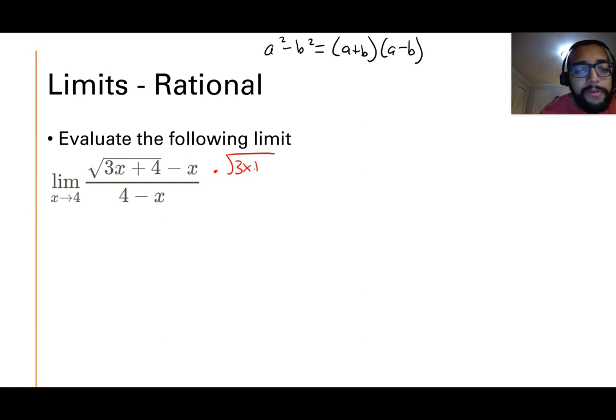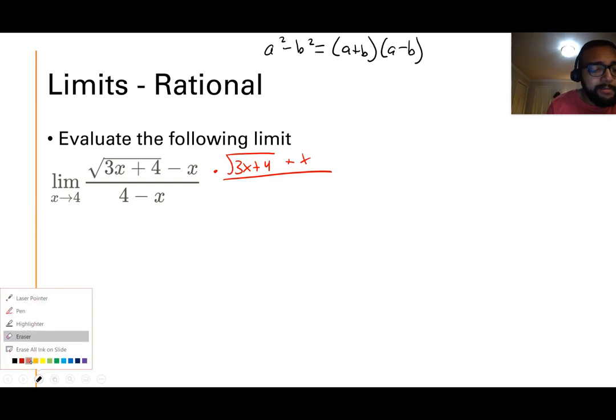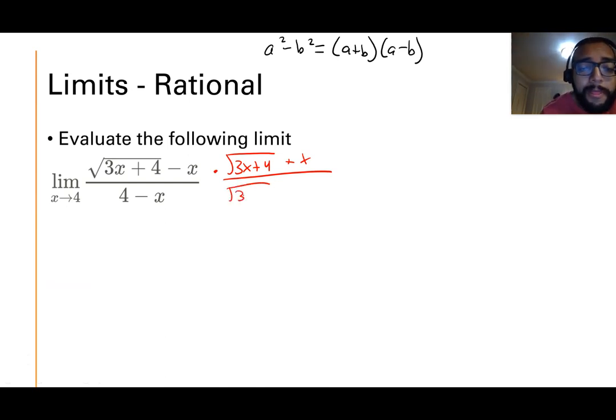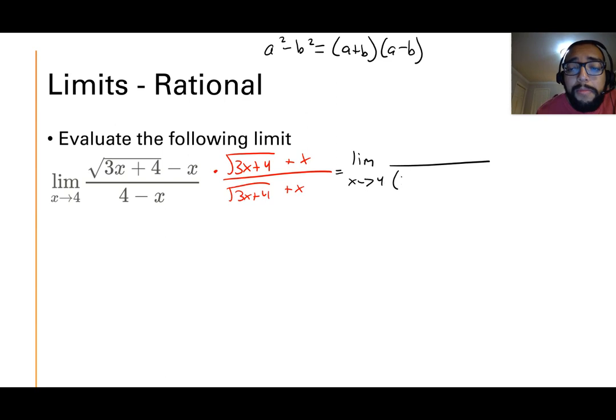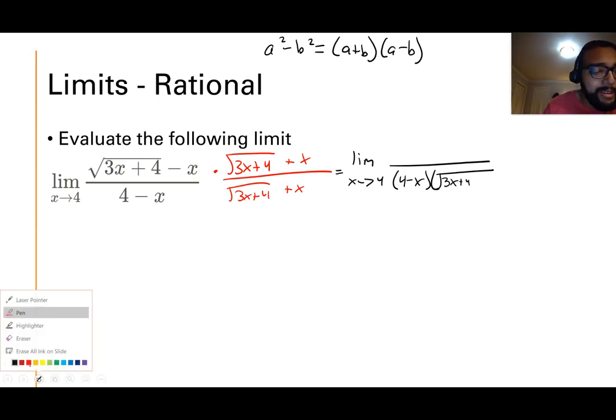Square root of 3x plus 4 plus x over, well, I'm not sure why I'm multiplying by that, we're multiplying by a value of 1, plus x. Perfect. So with this here, again, please don't forget your limit sign. The bottom, I'm just going to leave it alone. I'll say 4 minus x and leave that as 3x plus 4. I always make that square root sign so big, don't I?